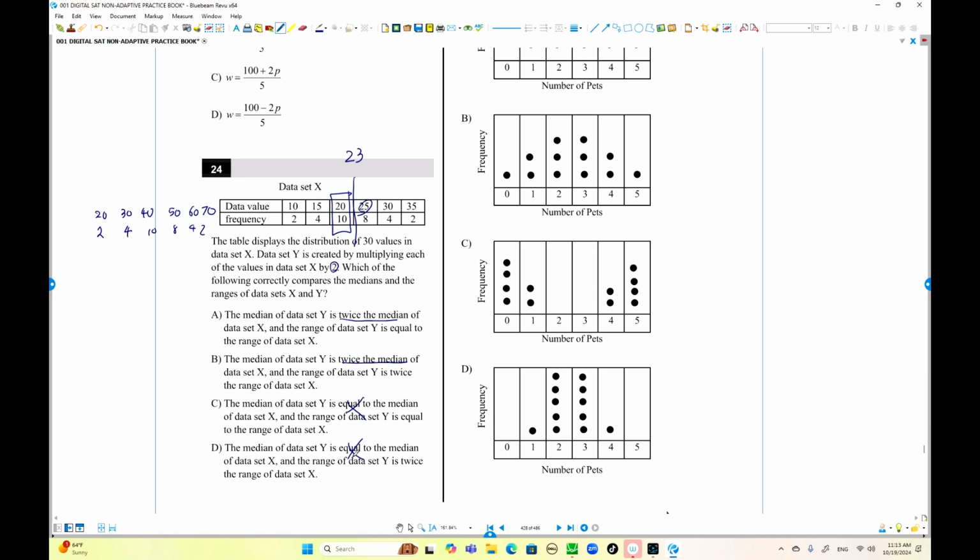Now take a look at the range. The range over here is 50, and this is 25. Also increased by 2 times. Data set Y has twice the range of data set X. Choice B is this.